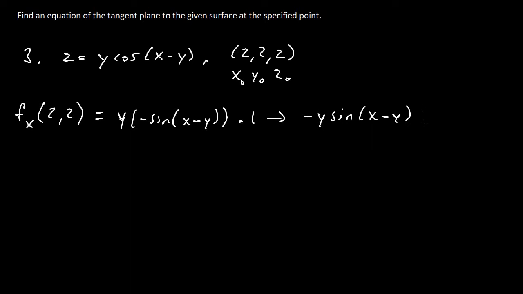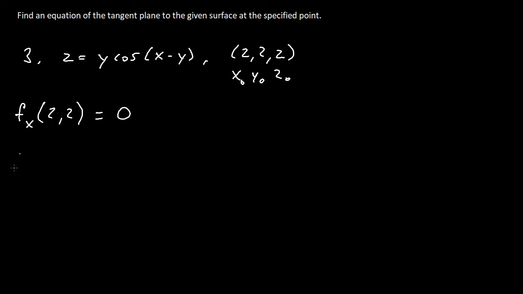So now if we evaluate it at 2, 2, we have negative 2 times sine of 2 minus 2, which is 0. Sine of 0 is 0, so then we'll get the answer of 0.